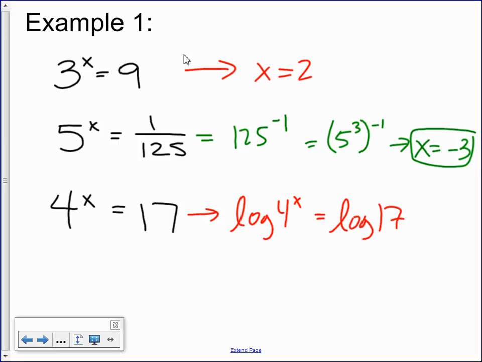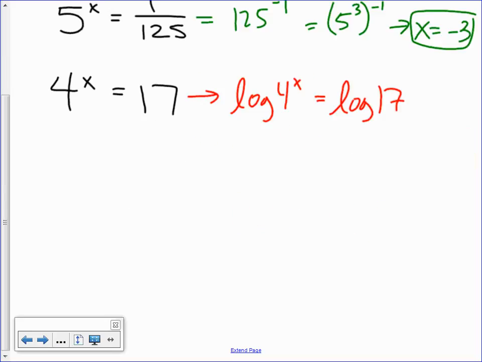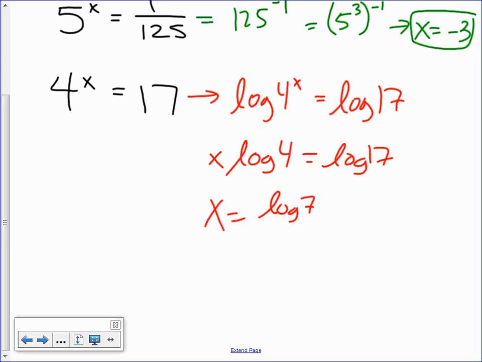Now what? Drop the x. Exactly. So it goes x log 4 equals log 17. P.S. Could you have used natural log? Absolutely. If you just write ln all the time. I'm going to use base 10. How do you get x by itself? Divide by log 4, because log 4 is a number. So x is equal to log 17 divided by log 4.